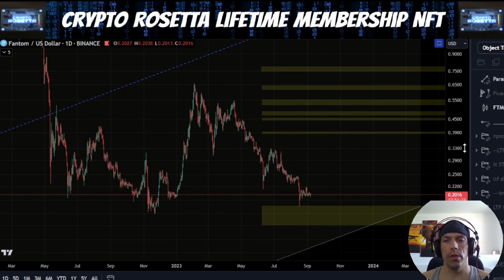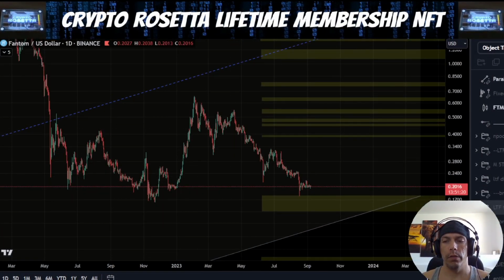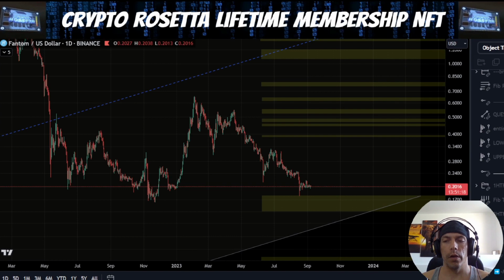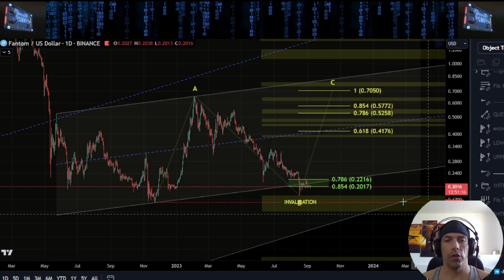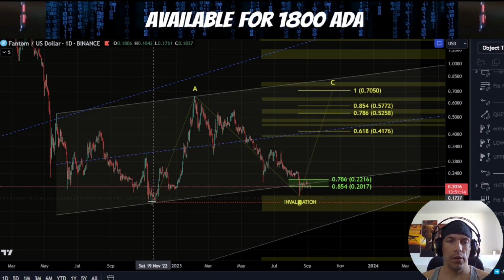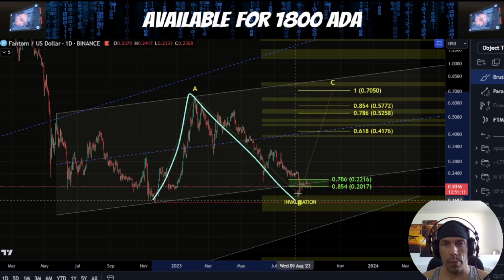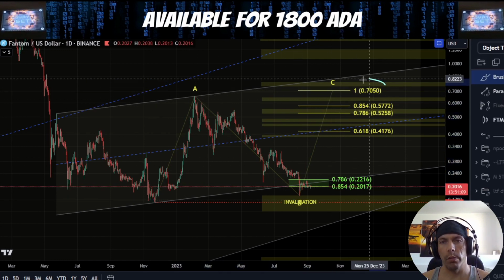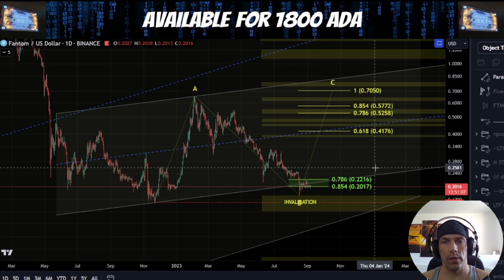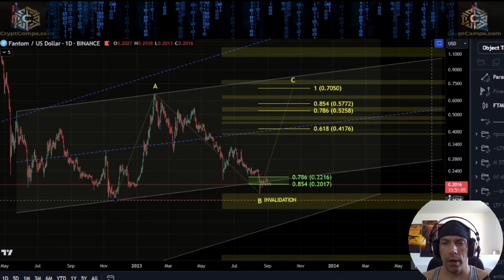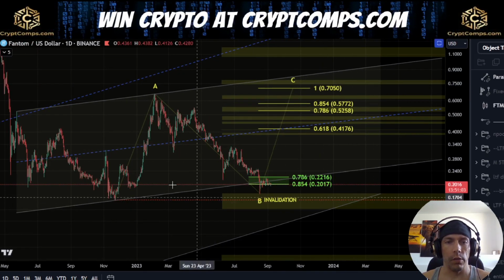Okay, before we jump into the minor counts, we're going to go over a couple of the ideas that we are looking for here on the bigger time frame. Within our bullish count, what we are looking for is the potential that we could have this as A, B, and C, in which case our 1-to-1 is sitting here at this 70 cent 50, and invalidation is sitting here at this 1642.